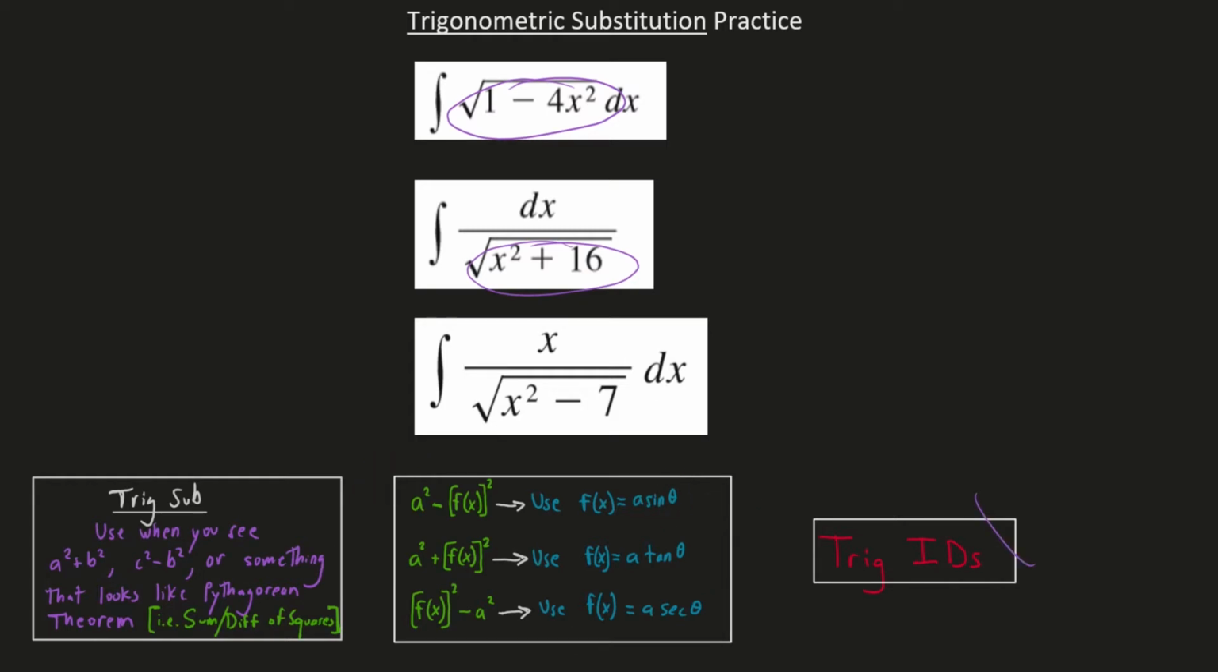A lot of times you will find yourself using these trig identities, so make sure you have those memorized. Sine squared plus cosine squared is equal to 1, and all the rest of them. And of course, you don't want to forget to draw that right triangle right after you make your table substitution. And if you don't know what that means, you'll see in a second. So we'll get started with this one.